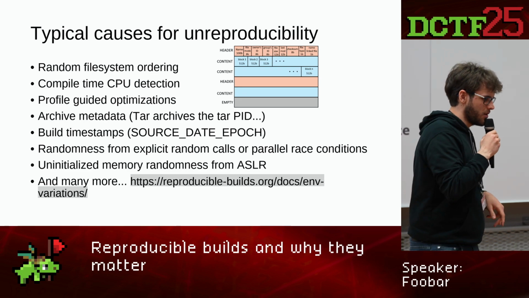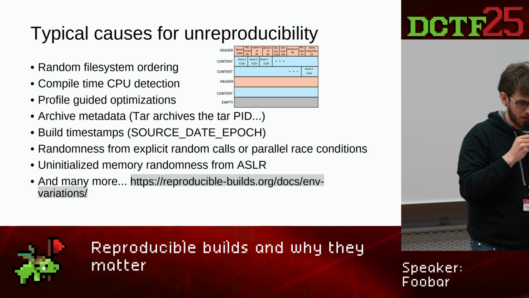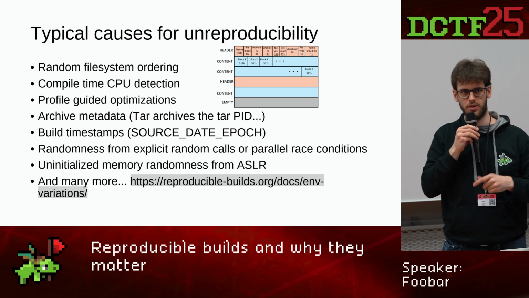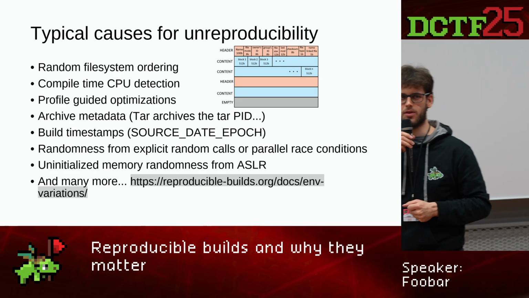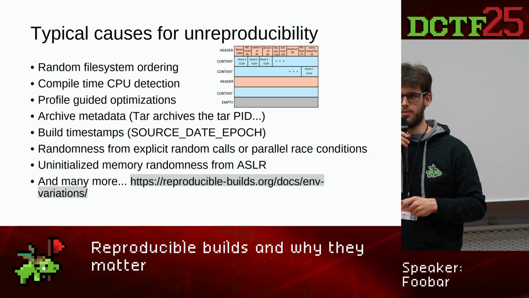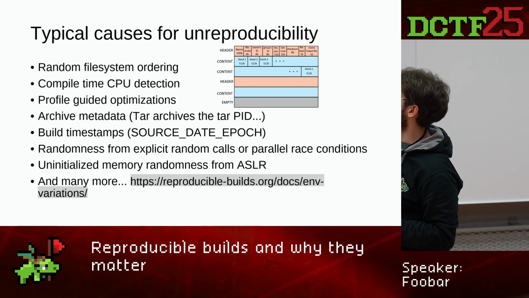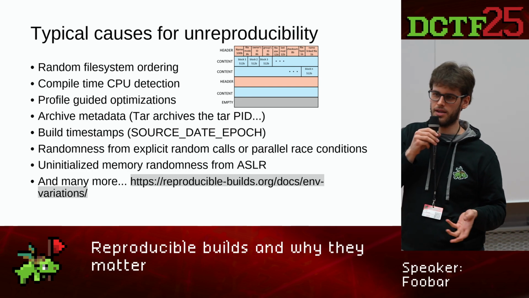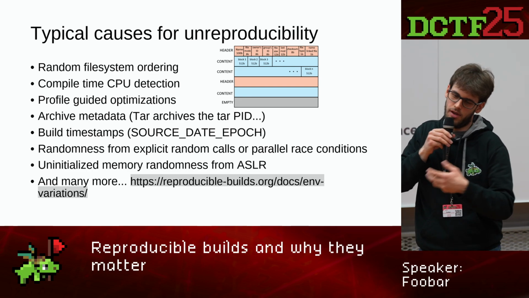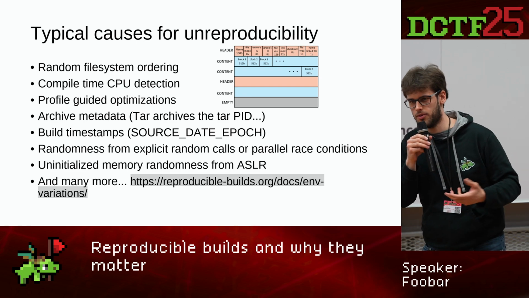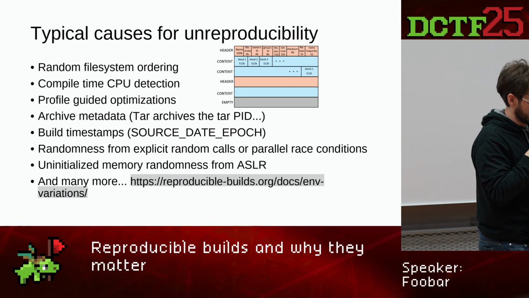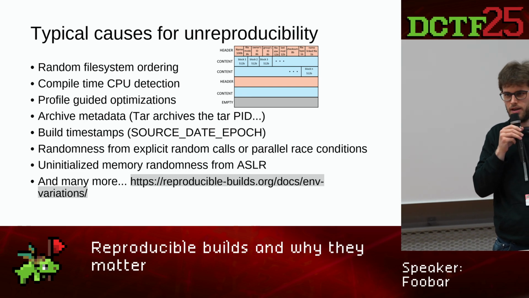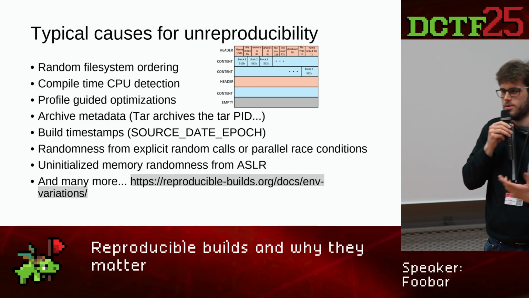And then there's compile time CPU detection. So let's say you are a C programmer or a C++ programmer or Rust, whatever compiled language. If you build with the -mnative flag, your compiler will optimize the binary for your specific CPU features, right? So if you have AVX extensions, it'll use AVX, and if you don't, it won't. Of course, this will result in different binaries. If I build it on a different processor than you, the binary will differ.